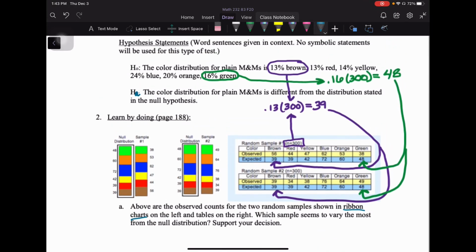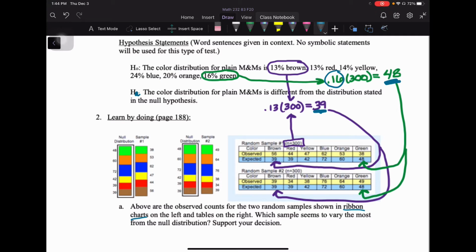Now, what's going on here with all of these calculations is we're taking, let's say, 0.16, which is 16% green, of the 300. So we're calculating what 16% green is to see what we would expect. If we had a bag of 300 M&Ms and 16% should be green, that means we should have 48 green. If we had a bag of 300 M&Ms that had 13% brown, then we would expect to have 39 brown. So that's where this expected is coming from. You're taking your sample size and multiplying it by each of those proportions to get what you expect.